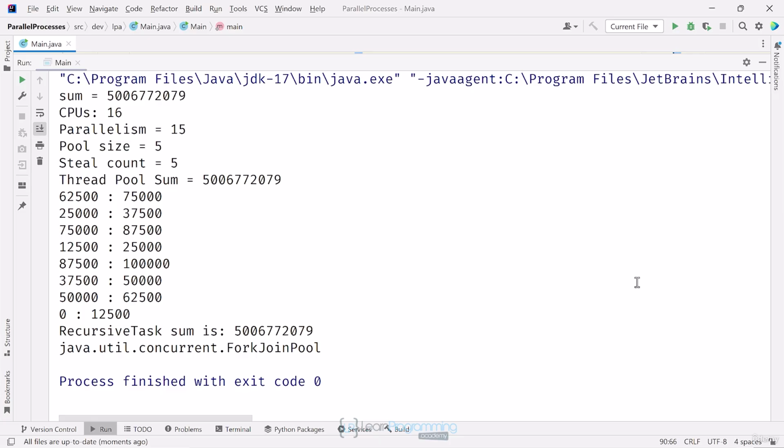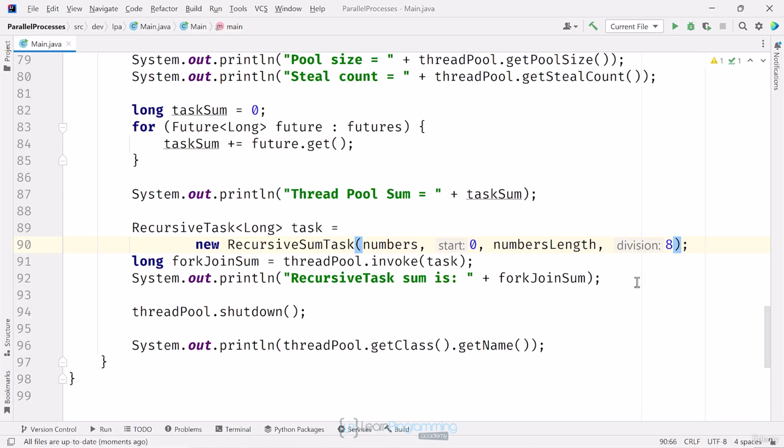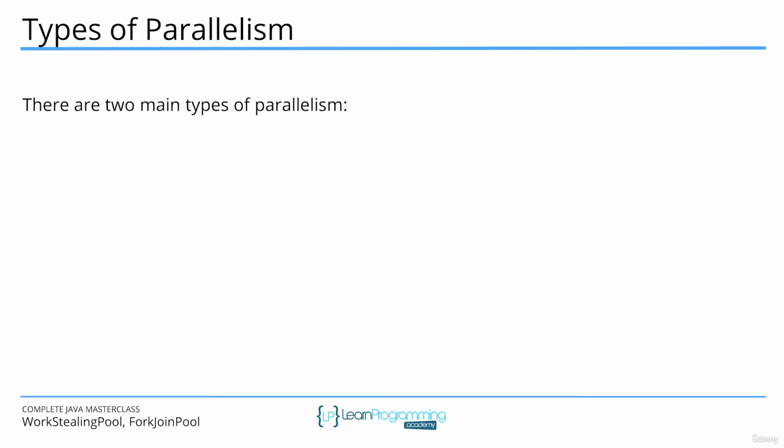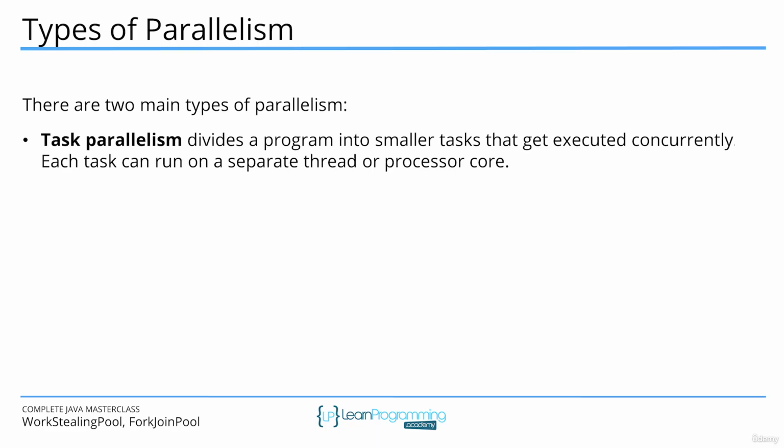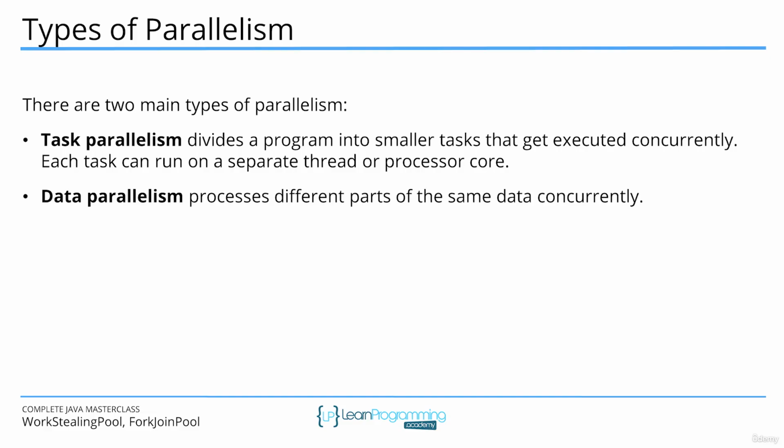Okay, so I hope this helped you see how the tasks are recursively split into smaller tasks. The fork join pool uses parallelism to divide up the work. There are 2 main types of parallelism. Task parallelism divides a program into smaller tasks that get executed concurrently. Each task can run on a separate thread or processor core. Data parallelism processes different parts of the same data concurrently. In the example I've shown here, I've really been doing data parallelism.